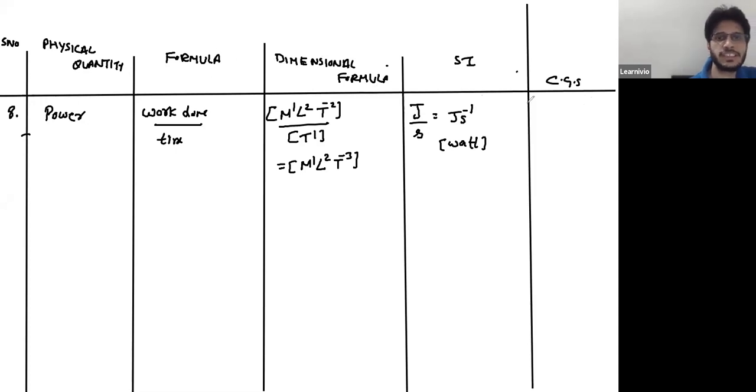Next, you can write the CGS unit. The CGS unit of work done is erg divided by time. So that's erg per second. Instead of joule, you can use erg. That is the CGS unit.